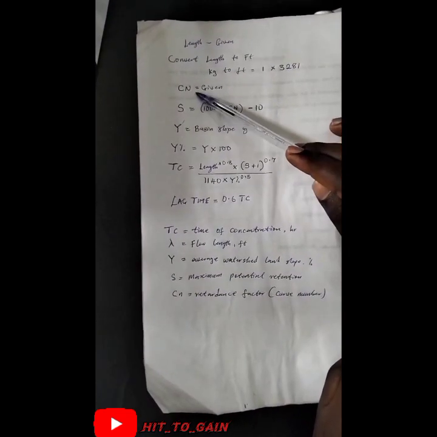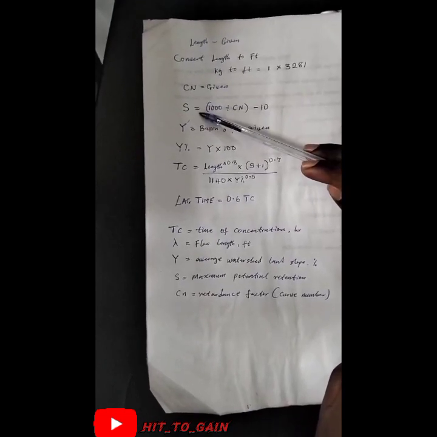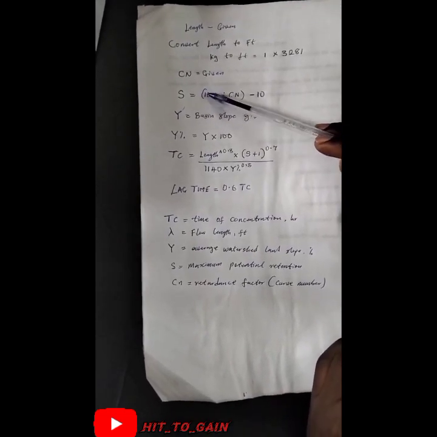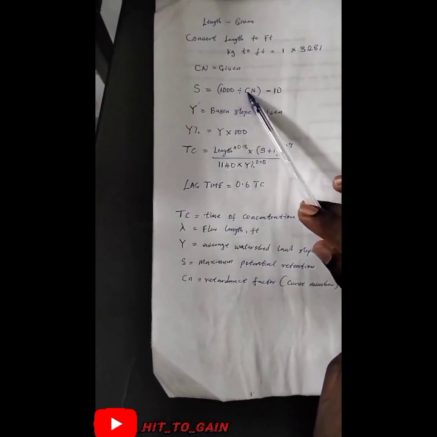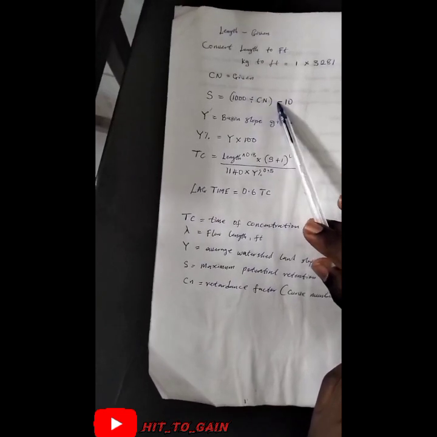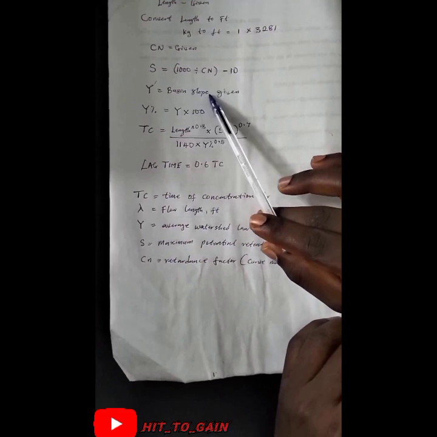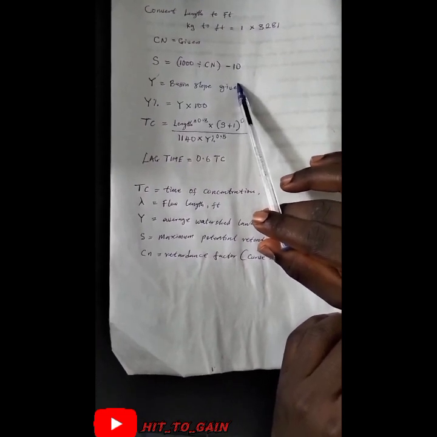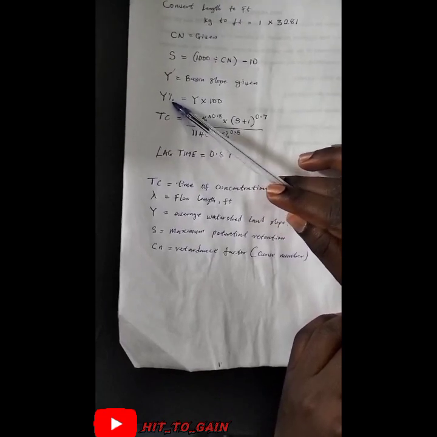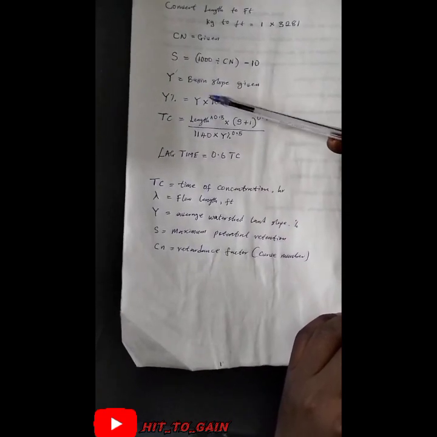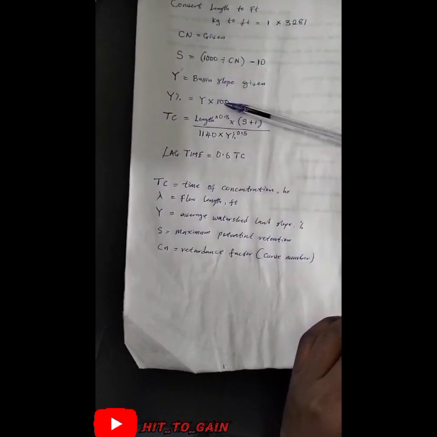Then the CN, which is the curve number, will be given. The S, which is the maximum potential retention, is calculated by 1000 divided by your curve number, minus 10. The lambda, which is the basin slope, will be given from your sub-basin. Then to get your average watershed slope in percentage, you multiply your basin slope by 100.